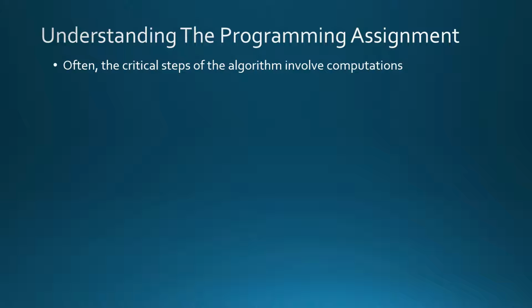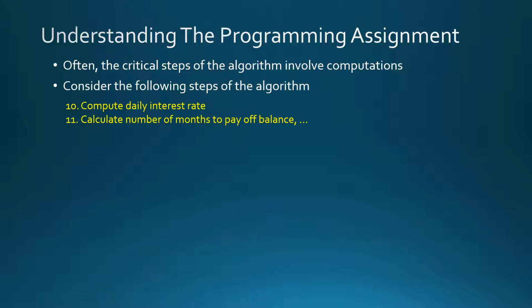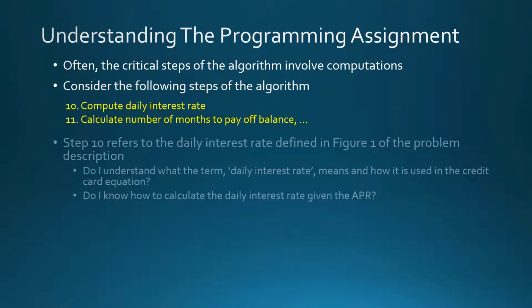Now, often the critical steps of the algorithm involve computations. And by critical, they might be the most challenging or difficult steps. Consider the following 2 steps of the algorithm. These are steps 10 and 11. For step 11, I've actually only reproduced the first part of that. Step 11 is a very complex step of the algorithm. Let's take a look at these 2 things.